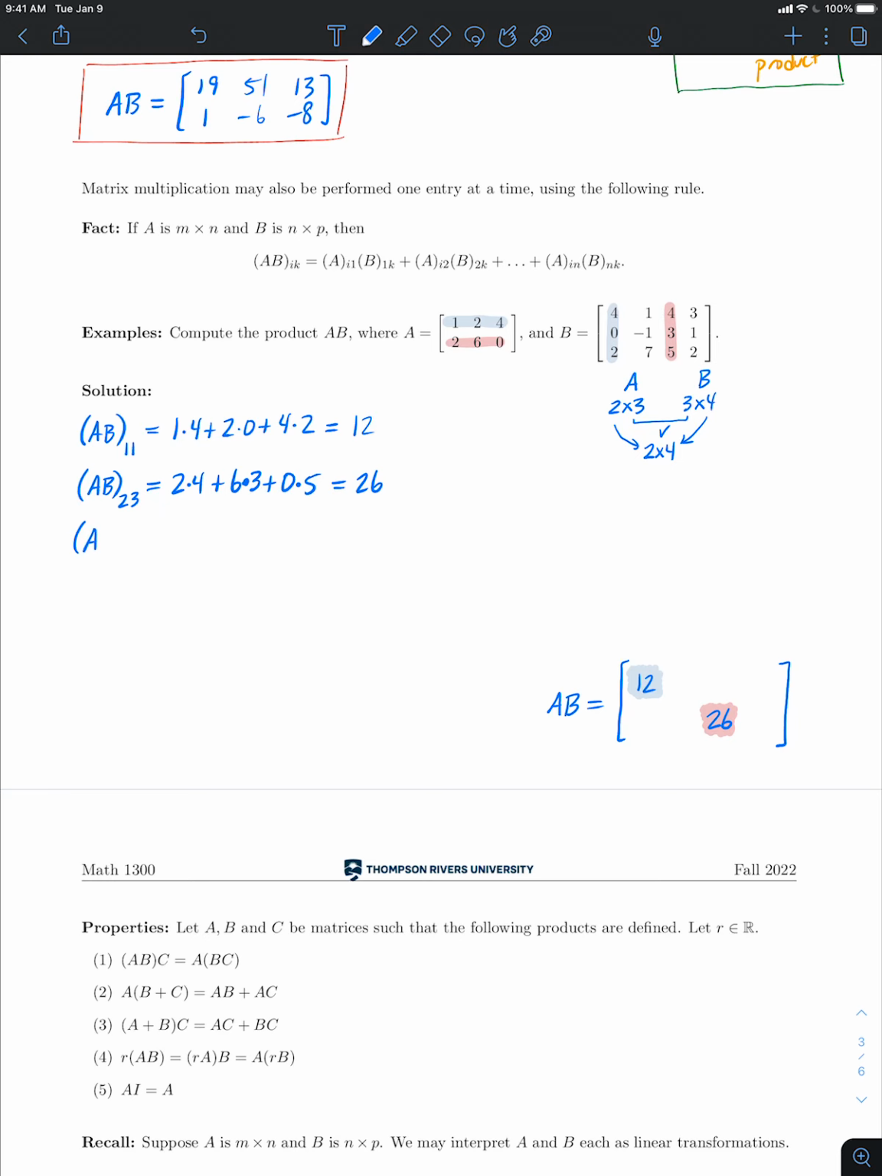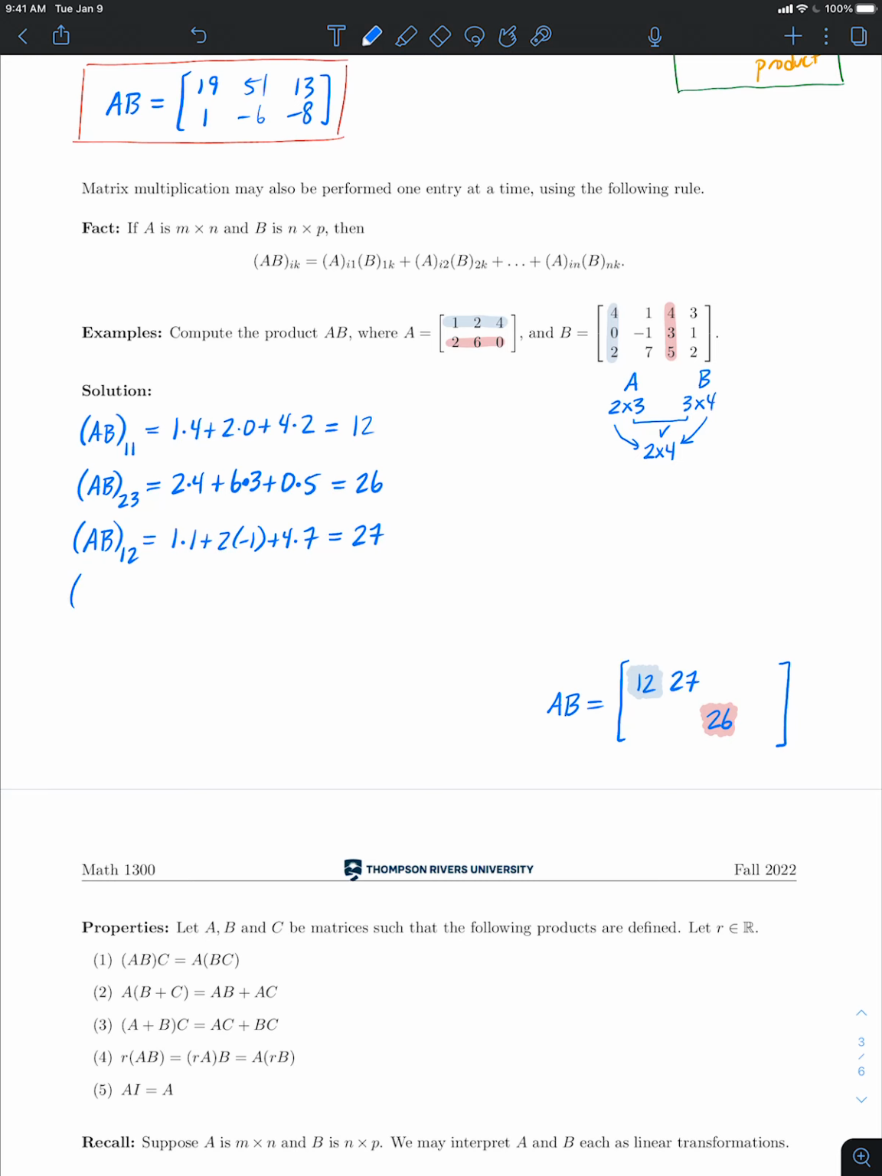So let's go A, B, 1, 2. So first row, second column. So we're talking about the entry that goes here. So we're going to do the first row of A is 1, 2, 4, and the second column of B is 1, negative 1, 7. So we're going to have 1 times 1 plus 2 times negative 1 plus 4 times 7. So we've got 1 minus 2 plus 28. So that's going to give us 27. So we're going to put a 27 here.